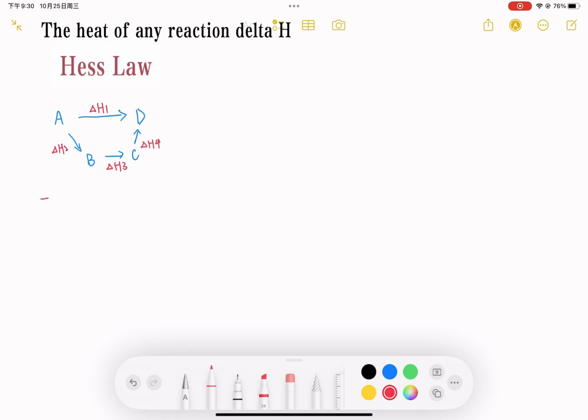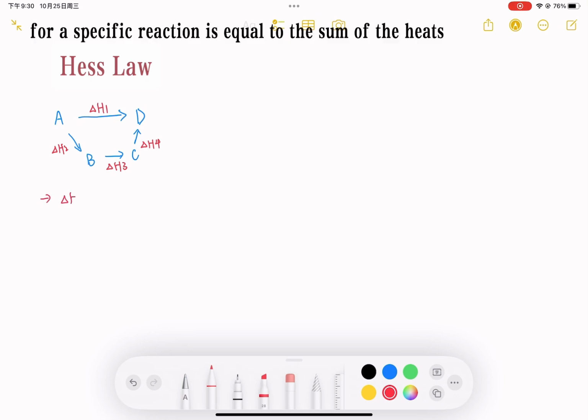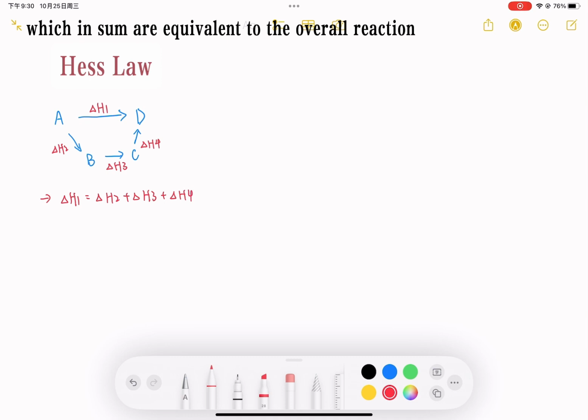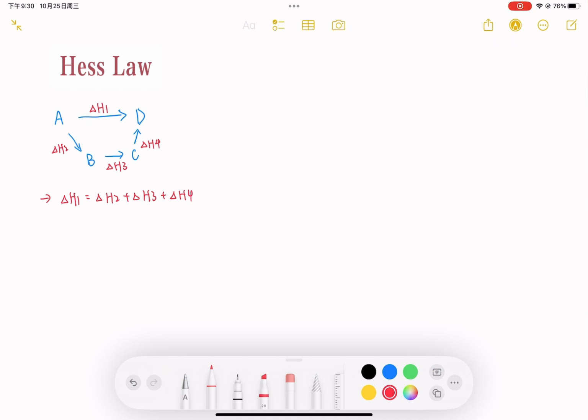The heat of any reaction, delta H for a specific reaction, is equal to the sum of the heats of reaction for any set of reactions which in sum are equivalent to the overall reaction. Let's see an easy example.